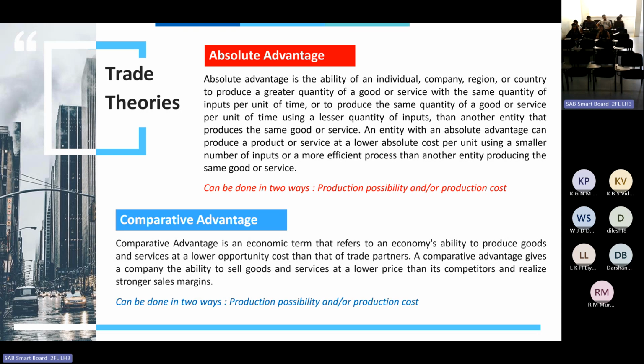Therefore, there is a role for the government to safeguard these domestic producers, that we call infant industries. Infant is what?